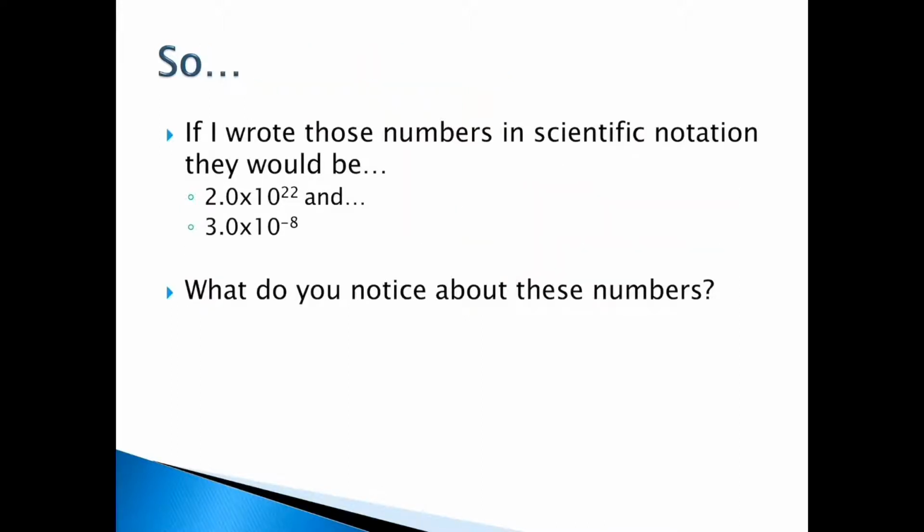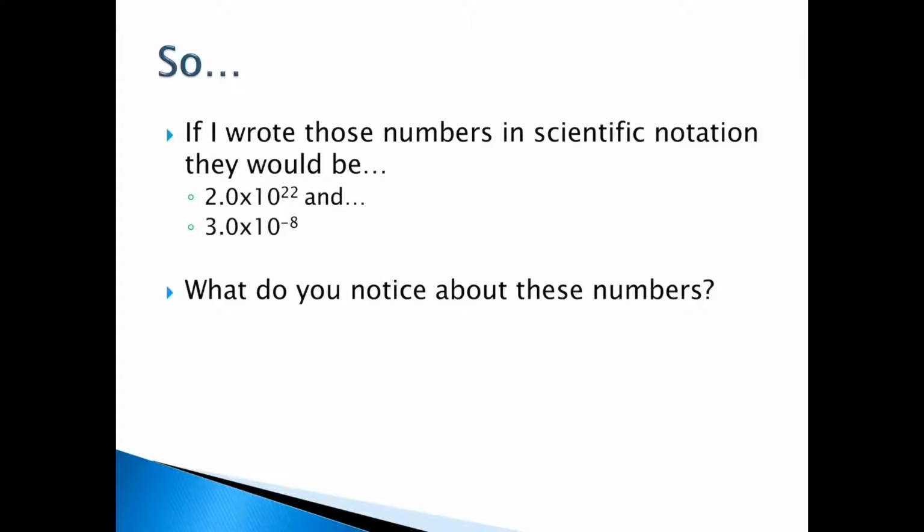So if I wrote these numbers in scientific notation, they would be 2.0 times 10 to the 22nd and 3.0 times 10 to the negative 8th. Those were so much easier to say than those really big numbers. And putting these in some kind of problem would be a lot easier to write and a lot easier to handle than trying to write 12 zeros or 5 zeros and putting the decimal point between the right ones.